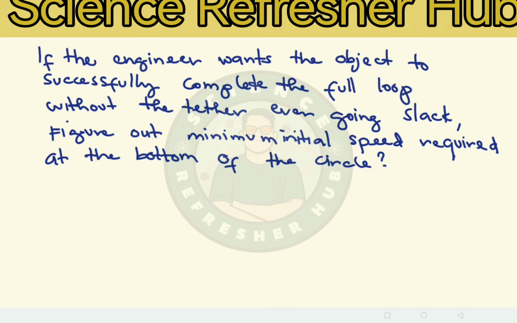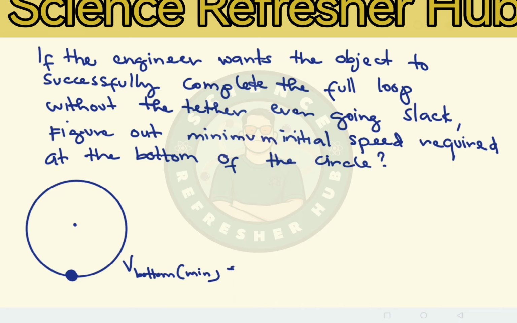There's another condition here. If the engineer wants the object to successfully complete the full loop without the tether ever going slack or losing tension, let's figure out the minimum initial speed required at the bottom of the circle. So for example, this is our circle. The bottom part of it is here, this is our point. So we need the minimum velocity at the bottom.